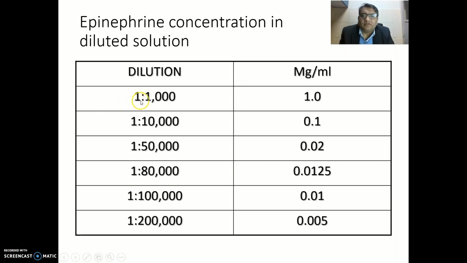1 in 100,000 means 1 mg per ml, or 1 gram in 1 liter. 1 in 10,000 means 0.1 mg per ml. 1 in 50,000 means 0.02 mg per ml. 1 in 80,000 means 0.0125 mg per 1 ml. 1 in 100,000 means 0.01 mg per ml. 1 in 200,000 means 0.005 mg per ml.